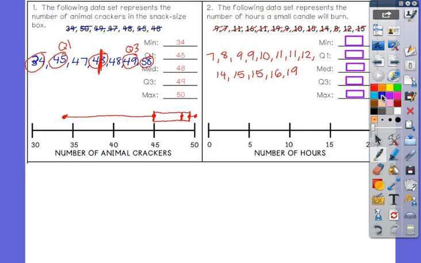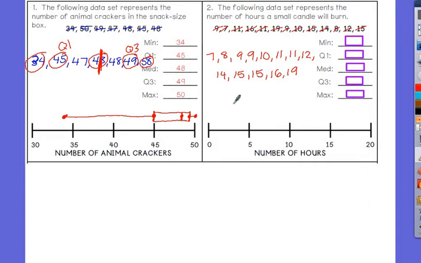Let's see. All right. What number you want to look at first? 7. What is 7? Minimum. All right. Who you want to look at next? 19. The max. He's easy to find. Then who do you want to look at? The median.